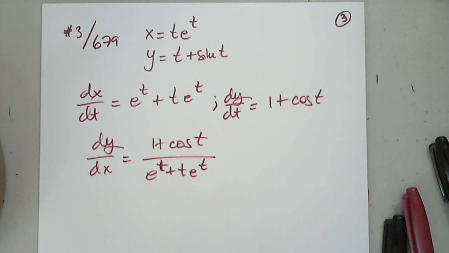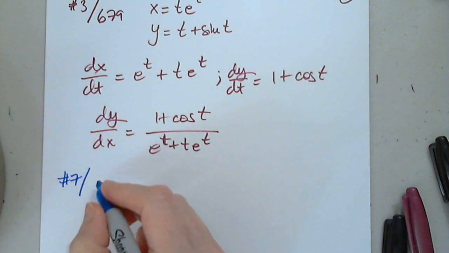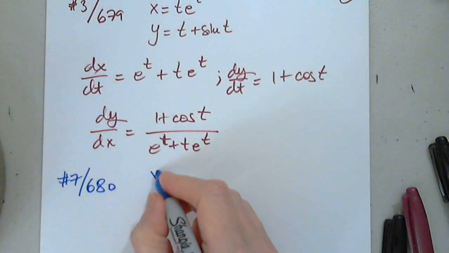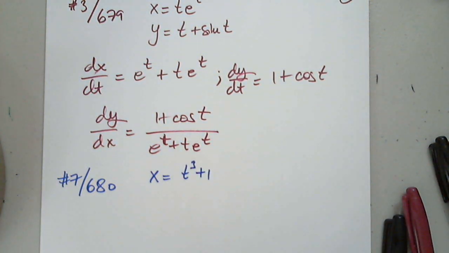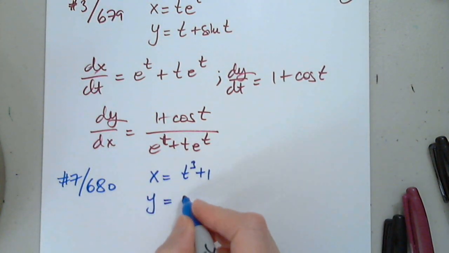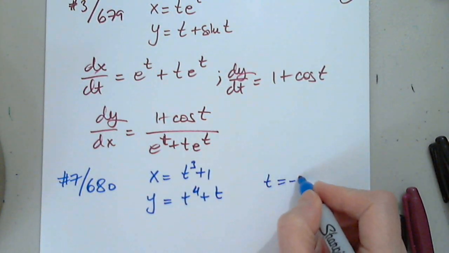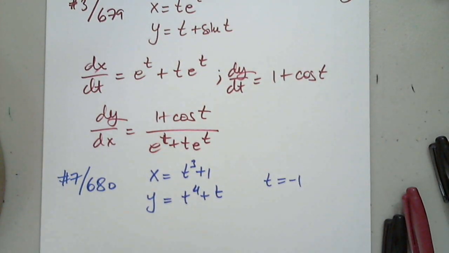Okay, let's look at problem 7 on the next page, which is 680. Find an equation of the tangent to the curve at the point corresponding to the given value of the parameter. So we have x, a function of t, which is t to the third plus 1. And we have y, another function of t, t to the fourth plus t. And we are given t equals -1.